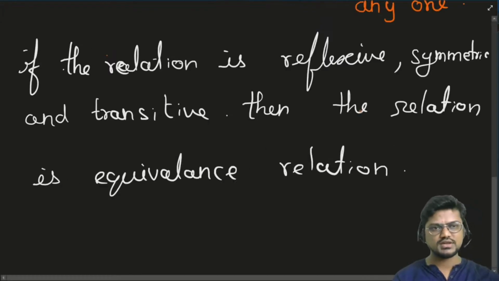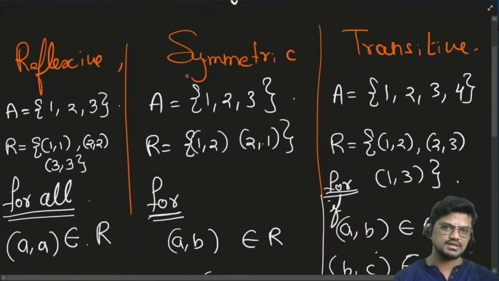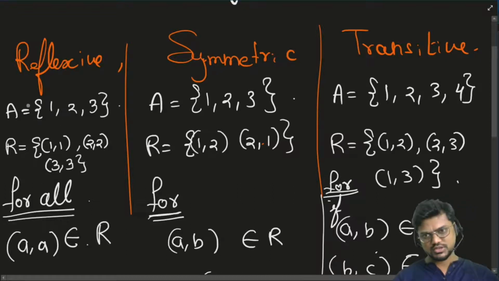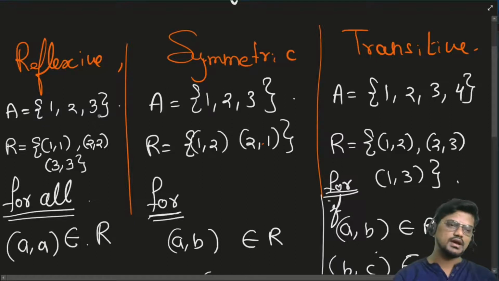And I have also told you what is reflexive, what is symmetric, and what is transitive in the last class. I'll still repeat it. See, in a set A, 1, 2, 3 are the elements, and if you have a relation where (1,1), (2,2), (3,3), all such pairs are there in the relation, then such a relation is called a reflexive relation.